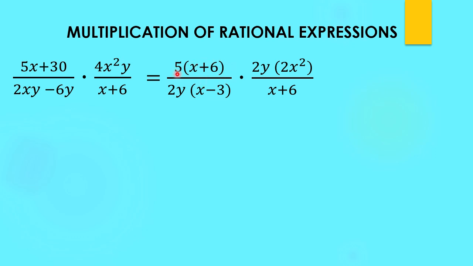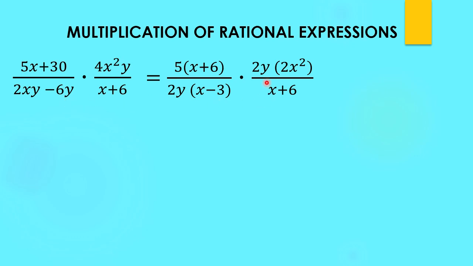So when we multiply 5 to x plus 6, it will go back to the original form, which is 5x plus 30. And then we factor 2xy minus 6y as 2y times open and close parenthesis x minus 3. If we multiply 2y to x minus 3, it will go back to its original form, which is 2xy minus 6y. 2y times x, 2xy. Then 2y times negative 3, it will give us negative 6y.